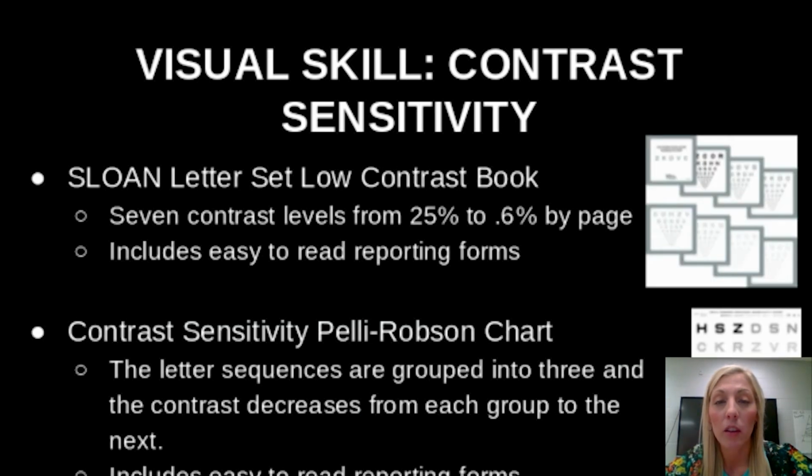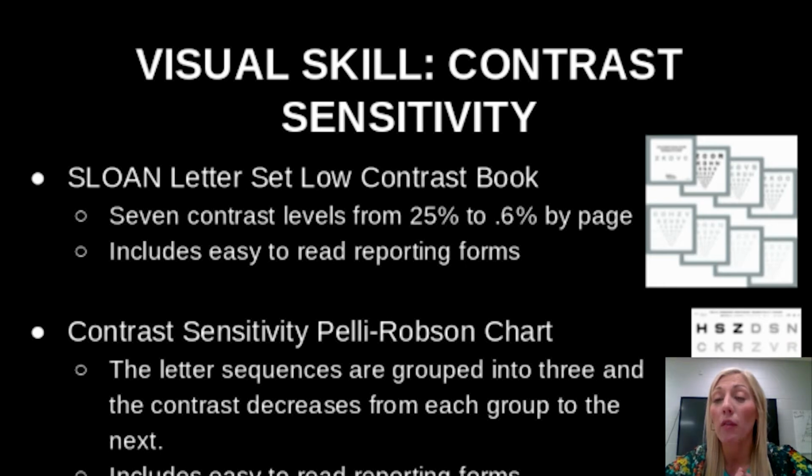These are ones that I really, really like to use. The Sloan Letter Set Low Contrast book. It has 7 contrast levels. You start from 25% to 0.6%, and each page is a different percentage. And it includes really easy to read reporting forms. So at the end, it tells you exactly the last letter and at what contrast the student is able to see. And it breaks down how to administer it really well. It has great instructions and reporting forms.